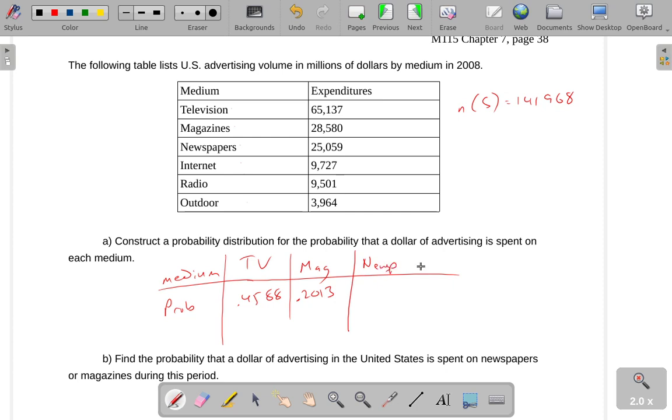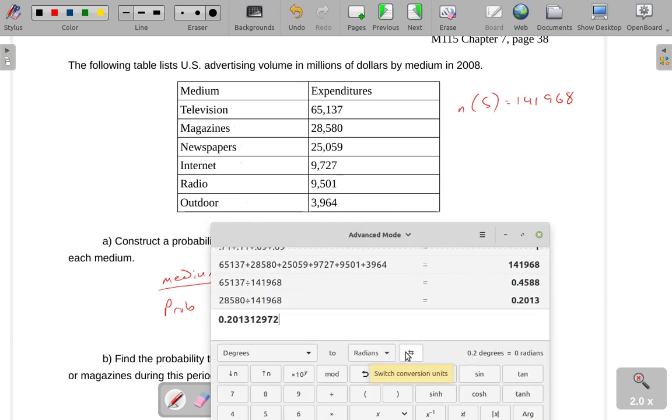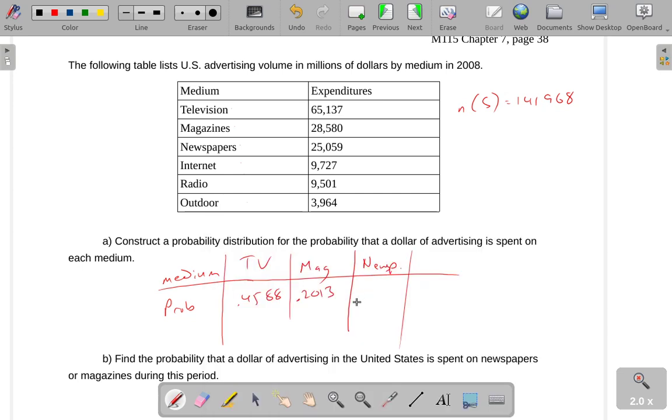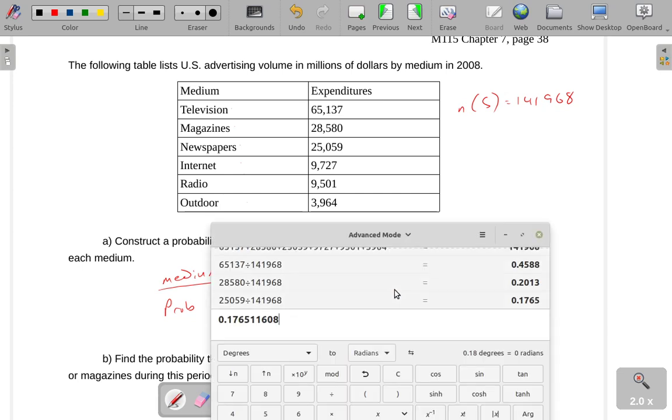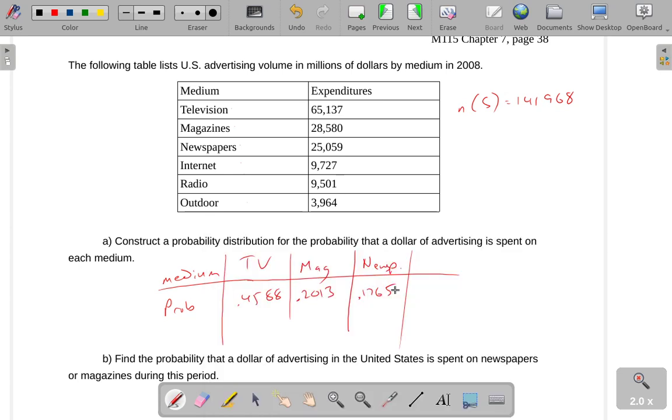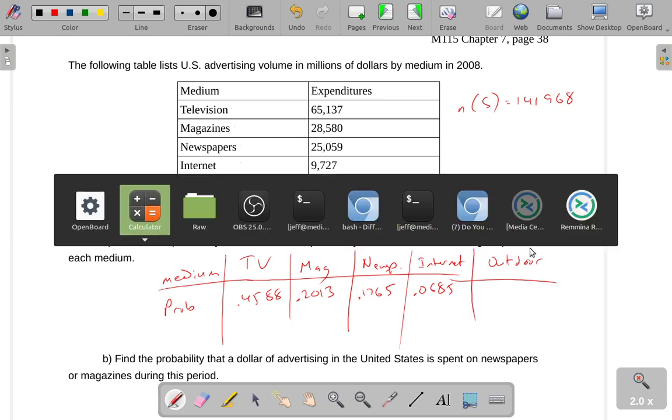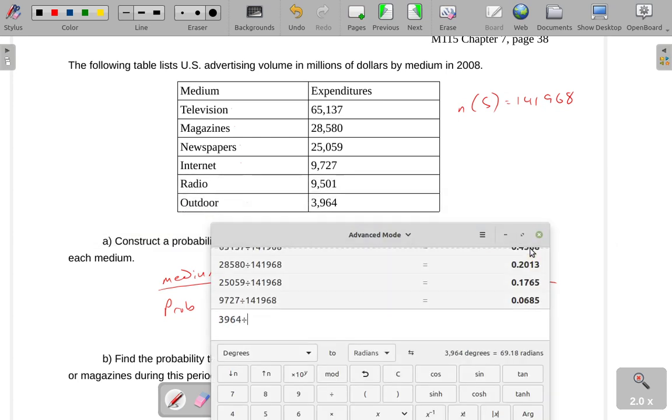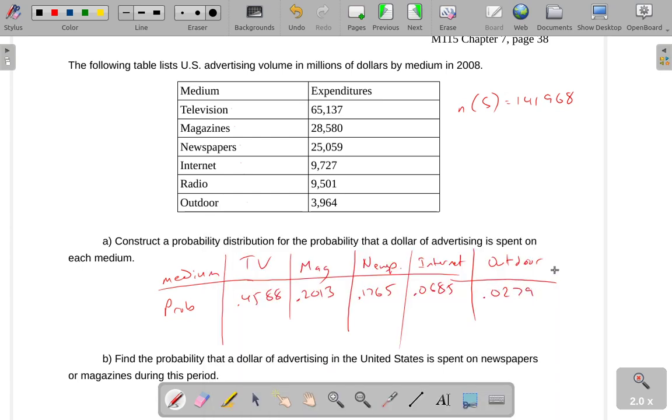Newspapers. We have 25059 divided by 141,968. 0.1765. Internet, which is 0.0685. And lastly, outdoor. I assume that means things like billboards, and maybe you occasionally see trucks driving around with a sign on it or something. That's 0.0279. So that would be our probability distribution.